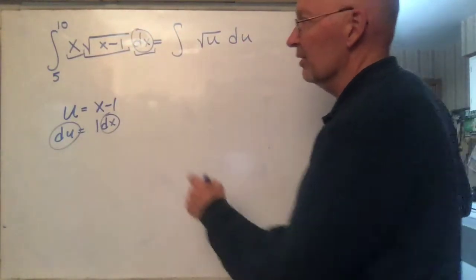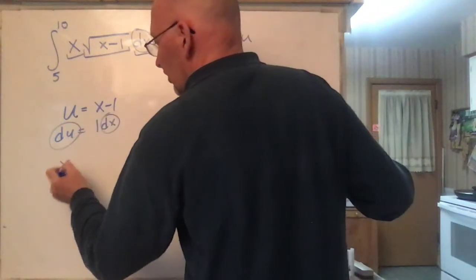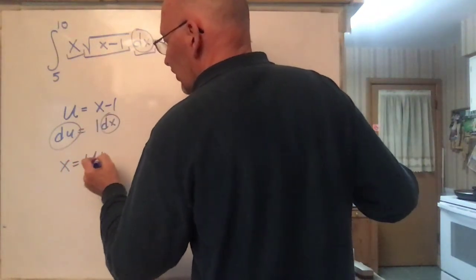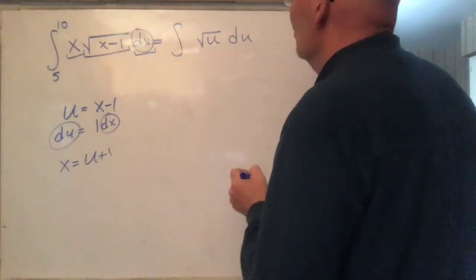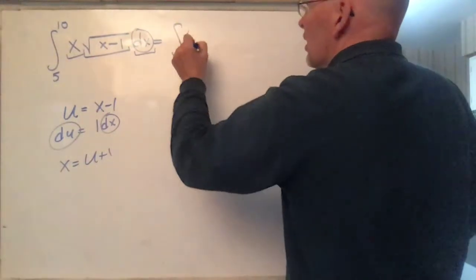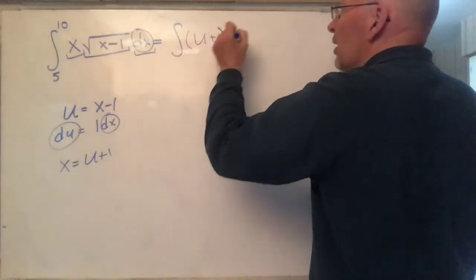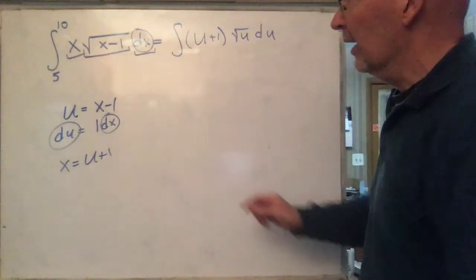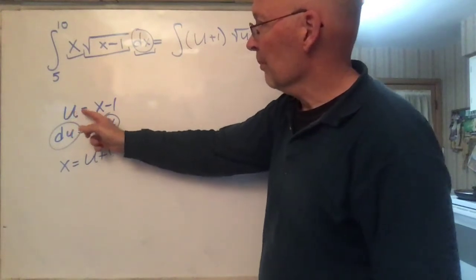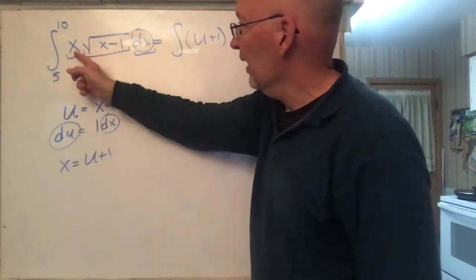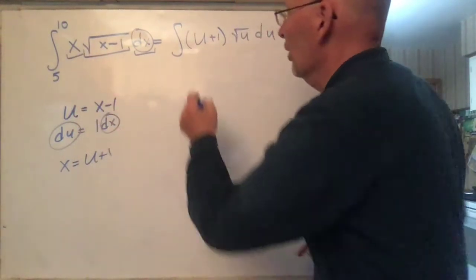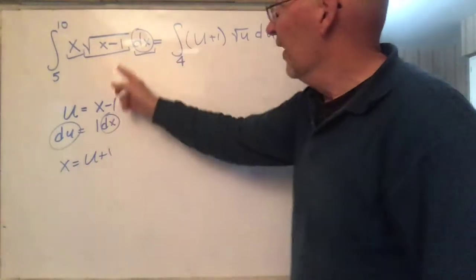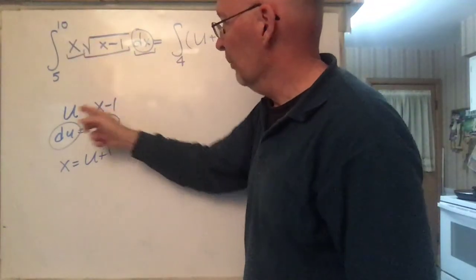Well, how about this? Look here. x is equal to u plus 1. So I should have left myself a little more room here. u plus 1 square root of u du. Okay, let's change our limits of integration. If x is equal to 5, 5 minus 1 is 4. If x is equal to 10, 10 minus 1 is 9.